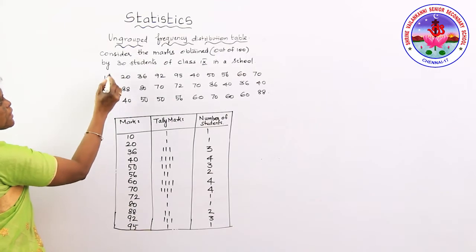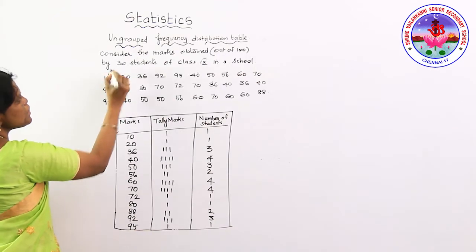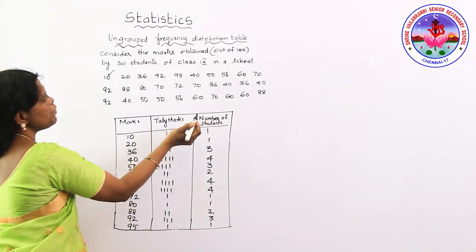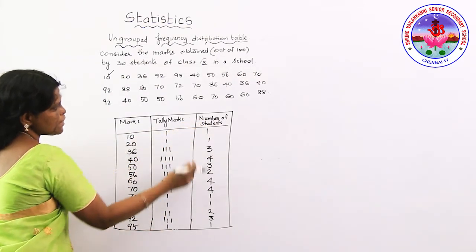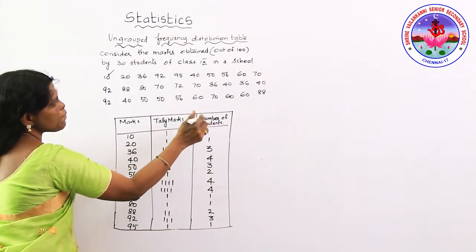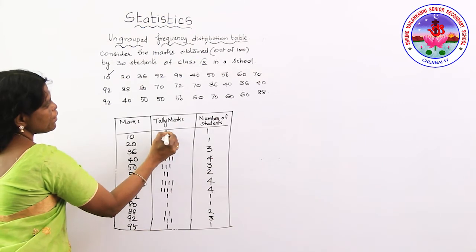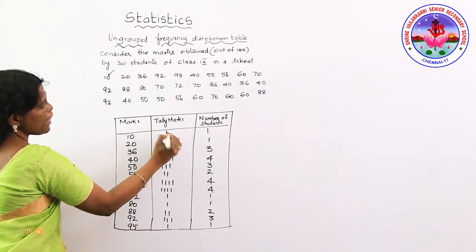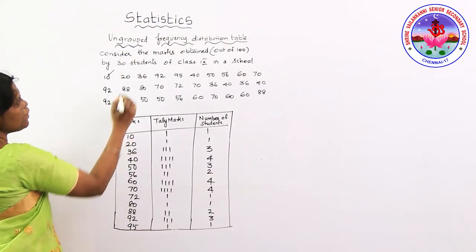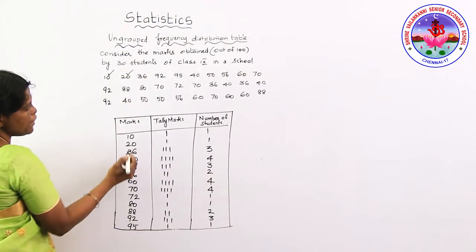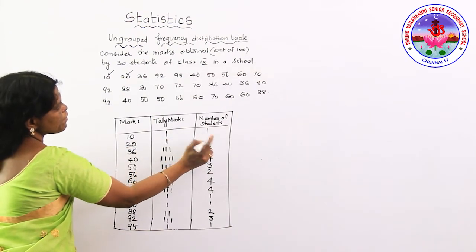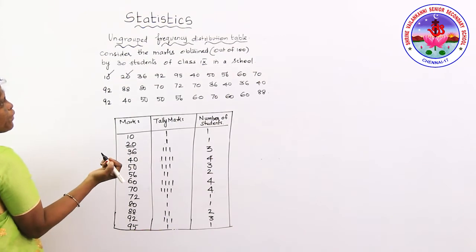For the mark 10, I find that only one student scored 10. Using tally marks, I find the frequency, that is how many students got 10. The frequency is the number of times it occurs. We find one student, so I put one line. So the number of students who scored 10 is 1. Now for 20, I also find one student, so I put one line. So one student got a score of 20.